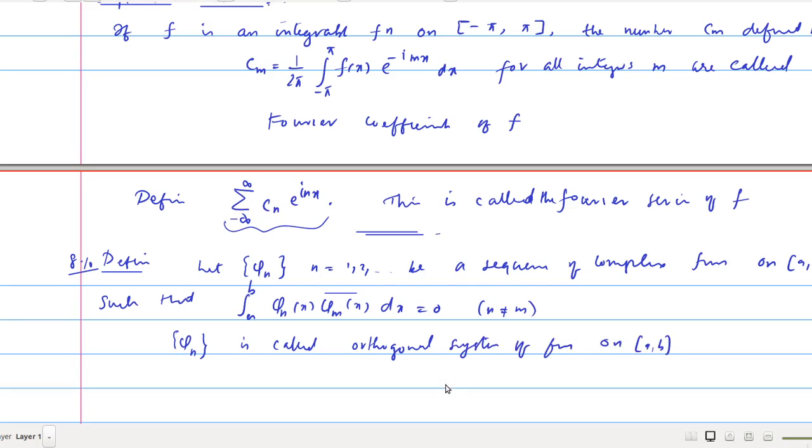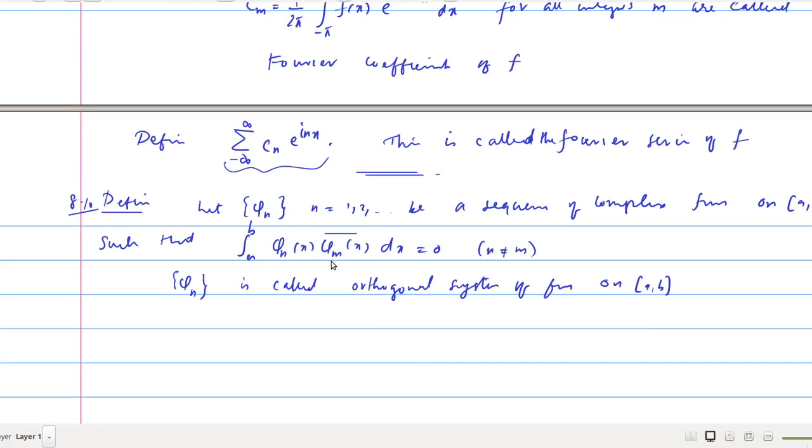And in addition to this, in the case n equal to m, if you replace this phi m by phi n itself, then this becomes the integral from a to b of phi n of x into phi n of x conjugate, that is, the integral of mod phi n of x squared dx. If this quantity is 1, then we can say that the system phi n is an orthonormal system of functions. This is called an orthonormal system of functions.